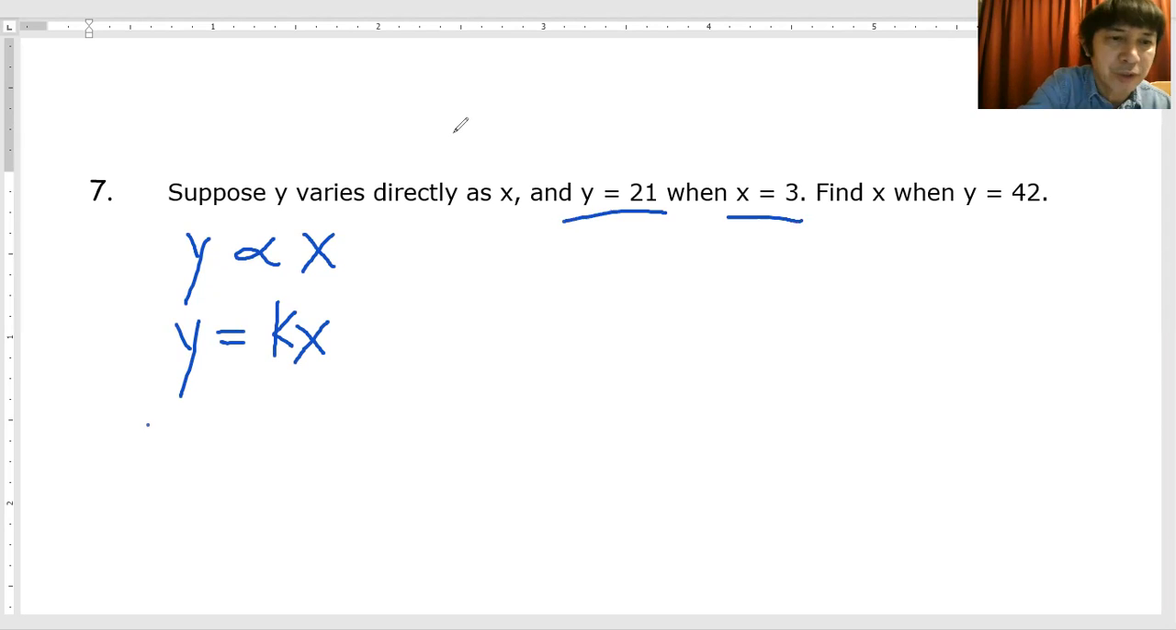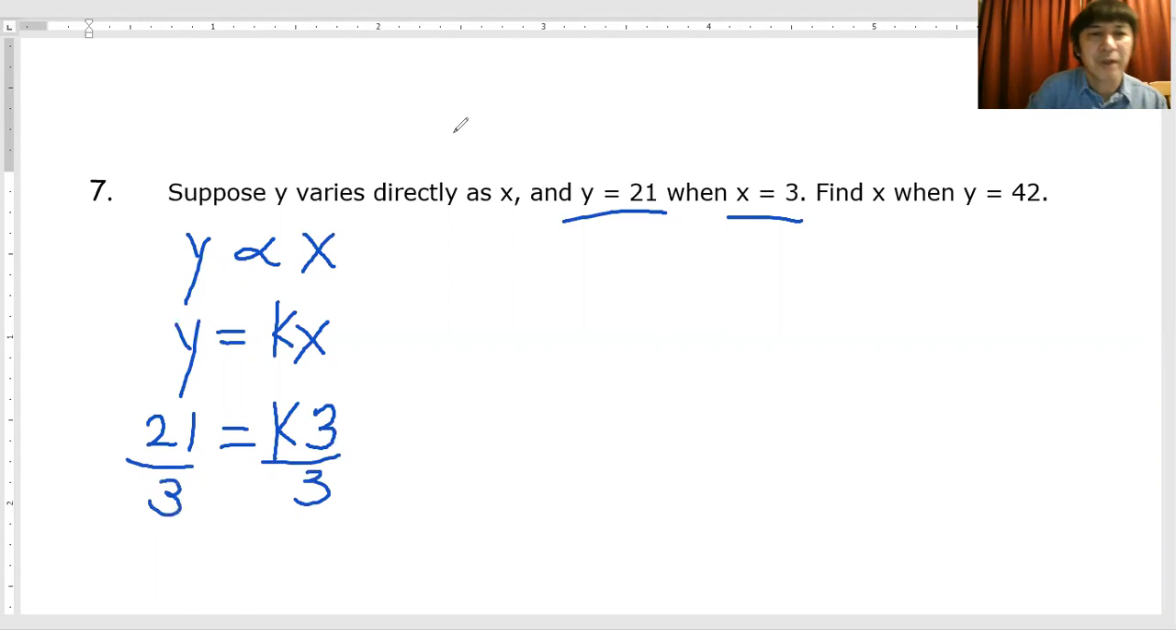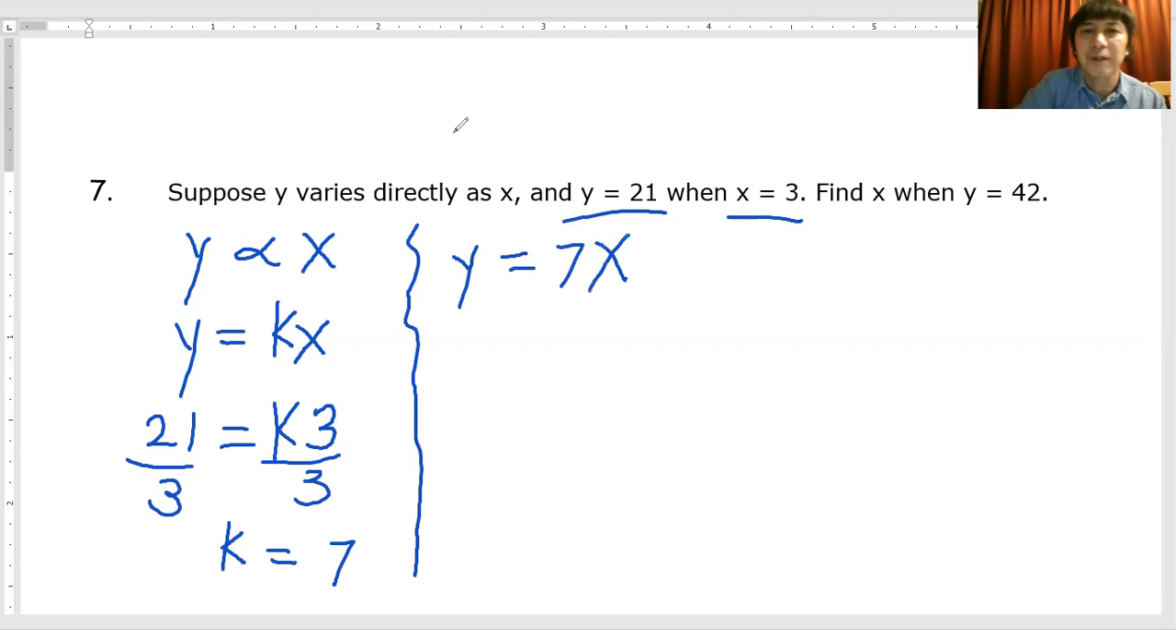So y is 21 when x is 3. It looks like 7, but we can continue by division. So we divide both sides by 3, and k is 7. 21 over 3 is 7. So k is equal to 7. So we can now establish our equation. Y is equal to 7x. Here's our equation.